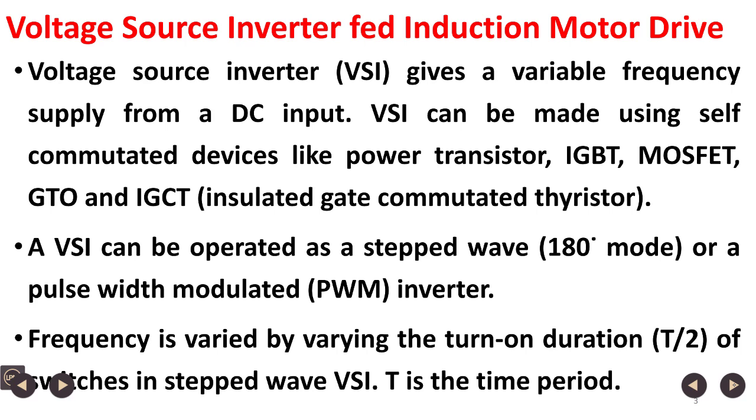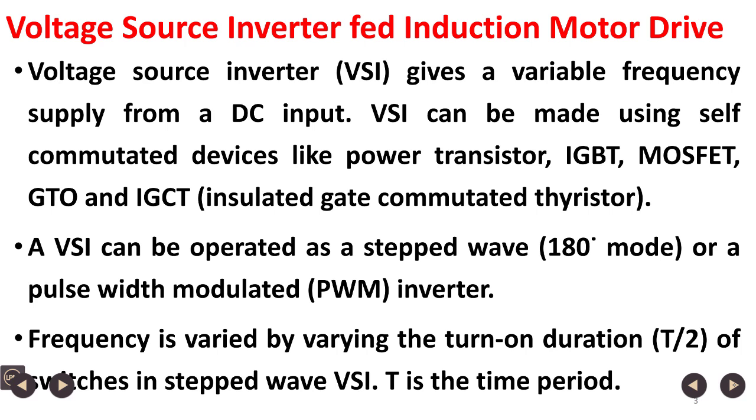So, a VSI can be operated in stepped wave mode, like a stepped wave inverter, or a pulse width modulated inverter. VSI can be operated in 120 degree mode, which is outdated now, mostly not used, and what is used is 180 degree mode, which is also known as stepped wave mode, and the other one is PWM mode, PWM inverter. Frequency of stepped wave inverter VSI is varied by varying the turn on duration of switches in the VSI.